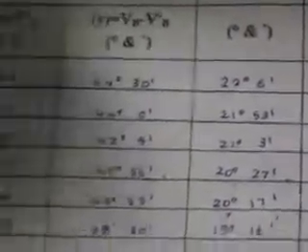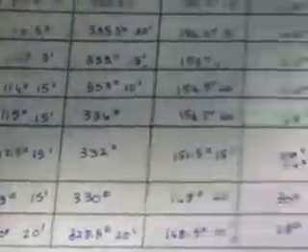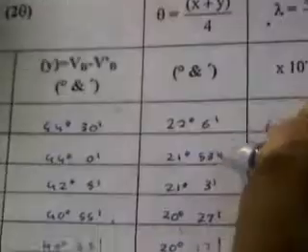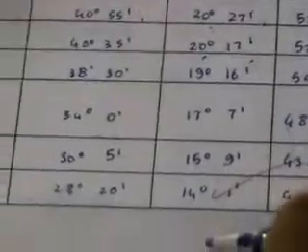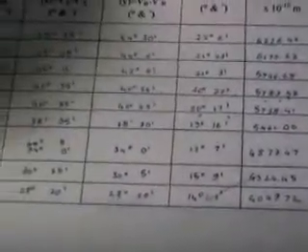In a similar fashion, all the colors' lambdas can be calculated. Also note that starting from red to violet, the angle of diffraction will keep reducing. Also keep a track of that, because we are moving from the right end to the direct reading, so slowly the angle of diffraction decreases. So we should also keep a track of that.